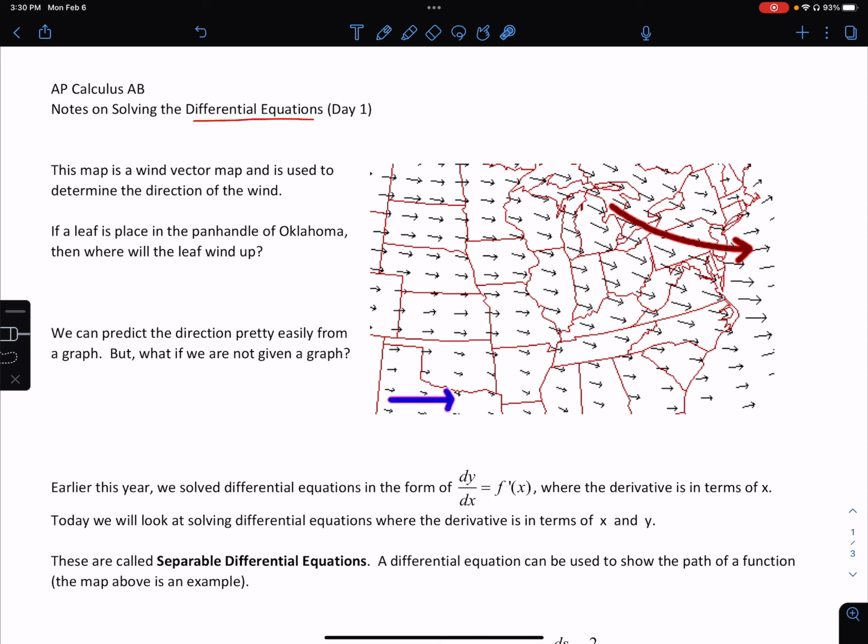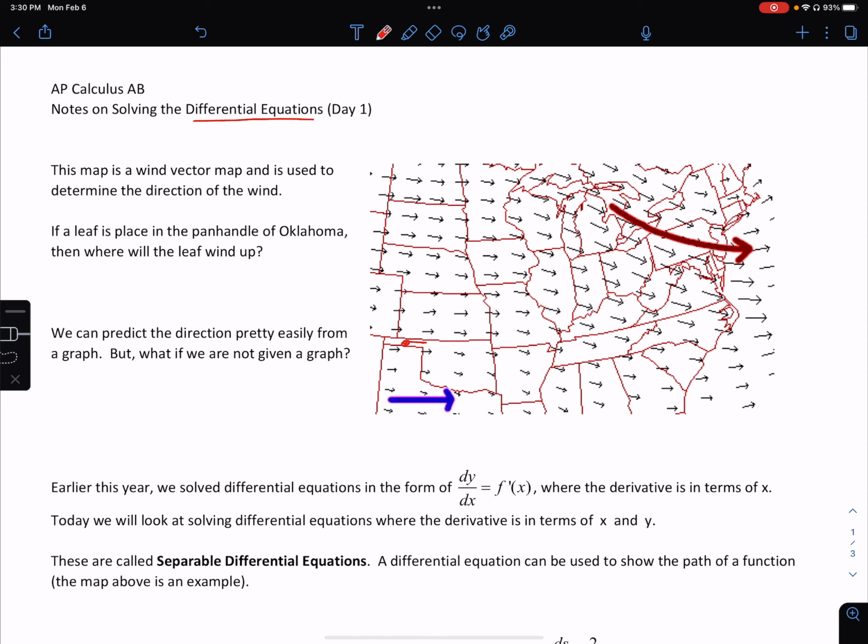To start off, let's review what a slope field is. Now, you might remember we had this vector map in our previous video dealing with slope fields. And we call it a vector map because we have arrows, where a slope field does not have the arrows. And we said, well, if we place a leaf on the panhandle of Oklahoma, and we want to find out, well, where will it wind up at?